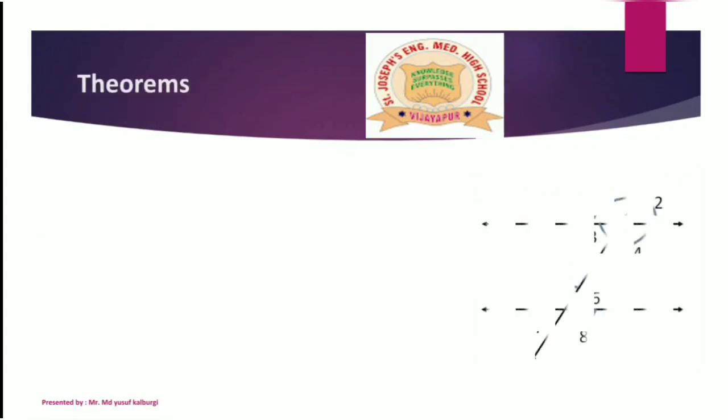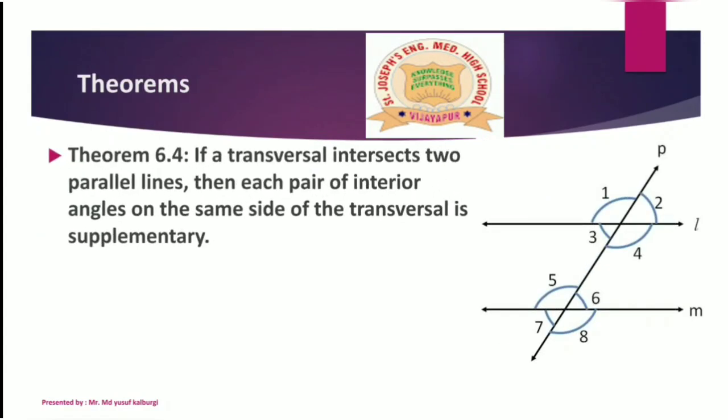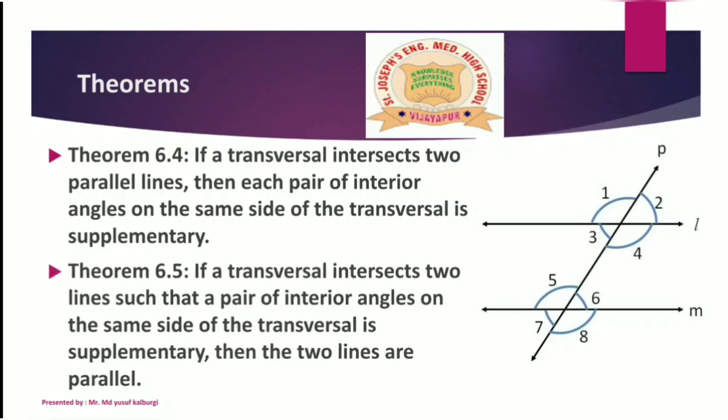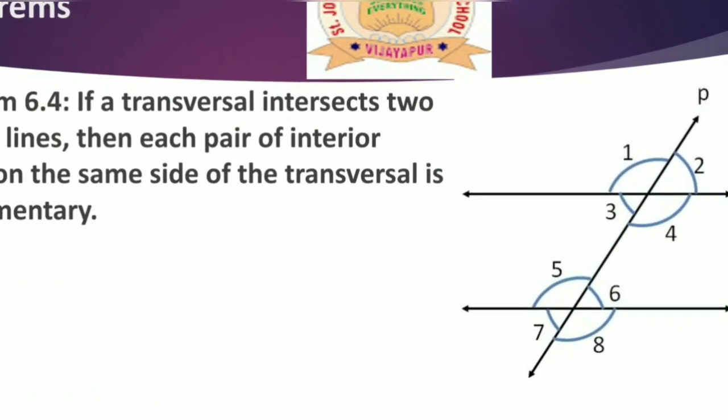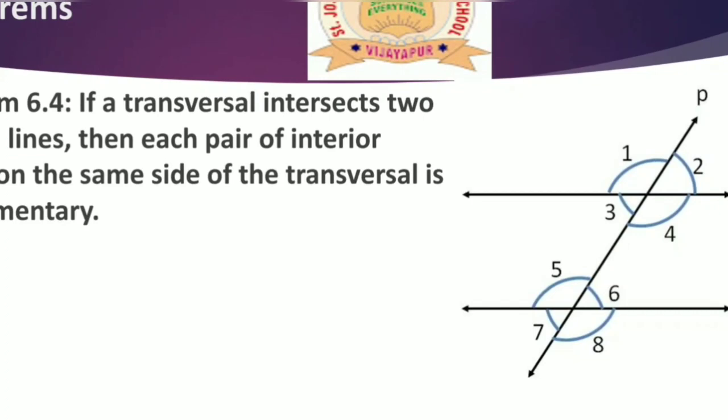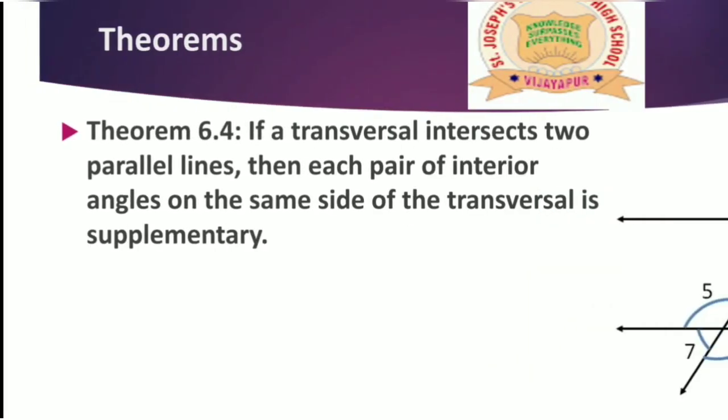What does that theorem say? The theorem says, if a transversal intersects two parallel lines, then each pair of interior angles on the same side of the transversal is supplementary. What is supplementary? Supplementary means the sum of the two angles is equal to 180 degrees. So what does it say? If a transversal intersects two parallel lines, each pair of interior angles.